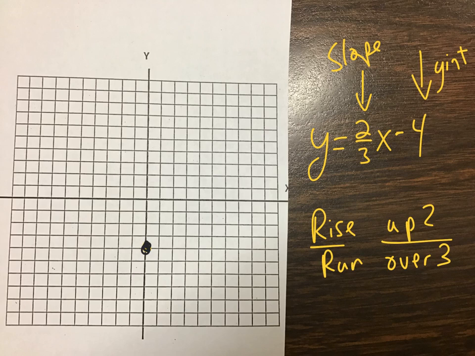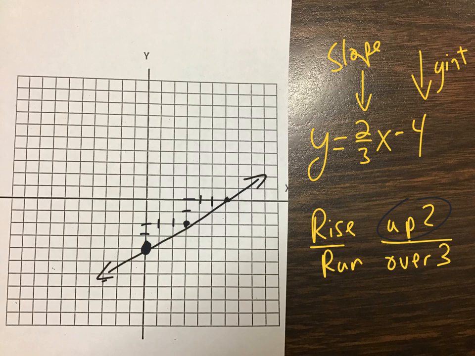So let's see here. If I go up from this point here, I go up 2, 1, 2, over 3, it'd be right there, wouldn't it? And then I start over again from my new point. I don't go back to the original. So I got to go up 2 again. So 1, 2, 1, 2, 3 over. And there is my line.